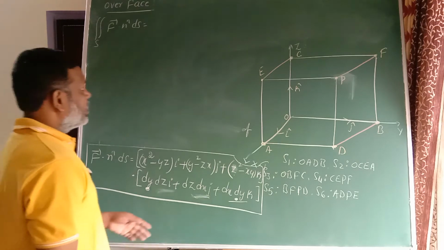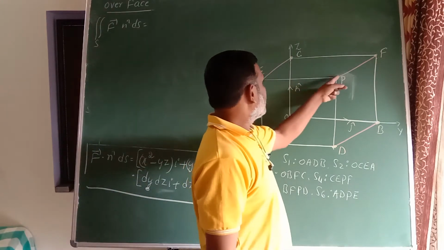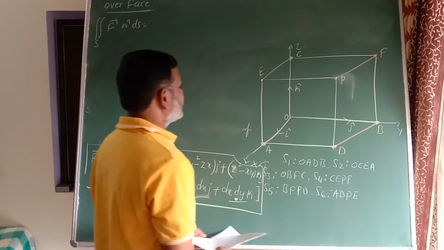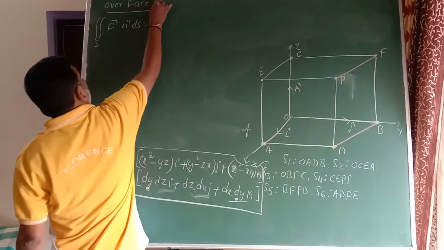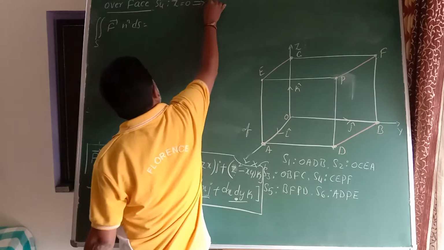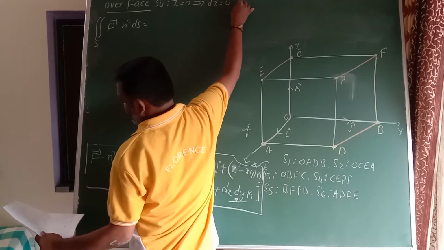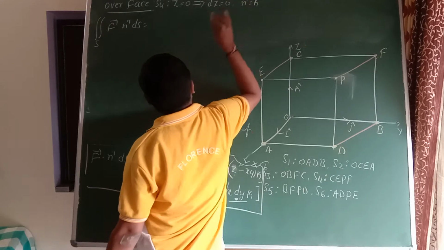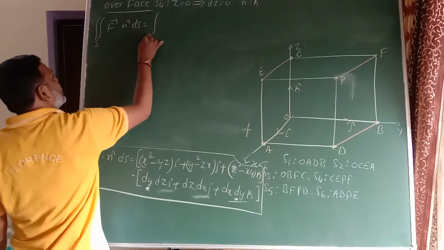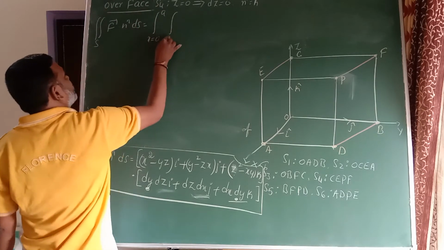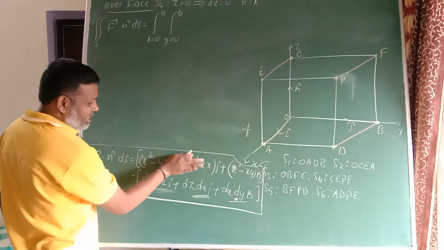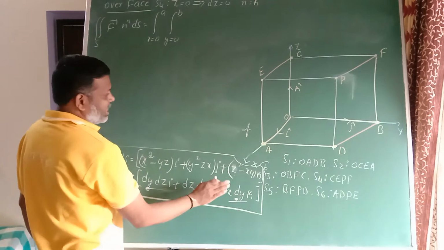Over the face S4, which is CEPF, there is the presence of the x-axis and y-axis, and the absence of the z-axis. So over S4, z is equal to 0, which implies dz is equal to 0, and n cap is k itself. Now there is a presence of x and y only. Therefore, x is from 0 to a, y is from 0 to b. Now dz is equal to 0, here also dz, here also dz, leaving this.